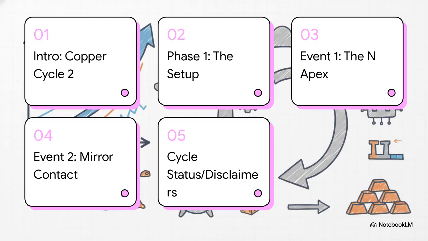So here's our game plan for this one. First, we'll do a quick introduction to this specific copper cycle. Then we'll walk through the initial setup, phase one. After that, we'll cover the two key events that have happened so far. And finally, we'll wrap up with the cycle's current status and some really important disclaimers.